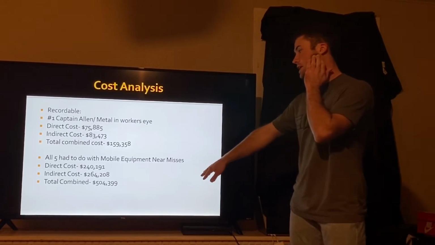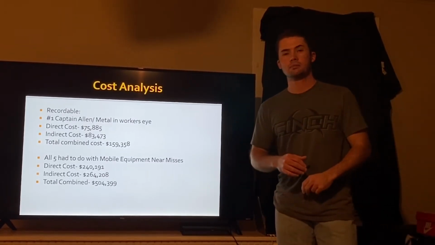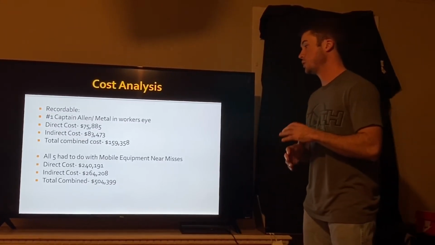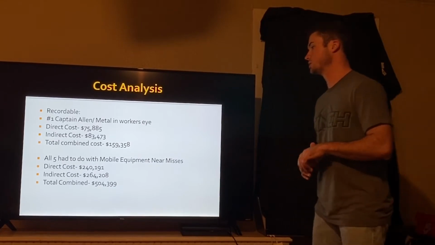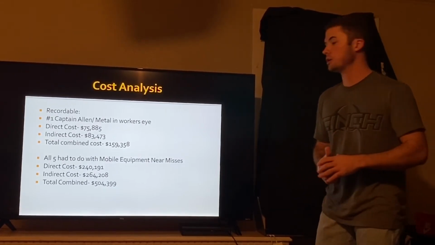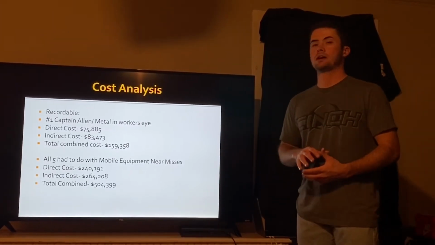Down at the bottom here we have 5 mobile equipment near misses. Those are the 5 I was talking about earlier. Combined, their direct cost is $240,000. The indirect cost of those is $264,000, and then a total combined cost of that is $504,000, give or take.